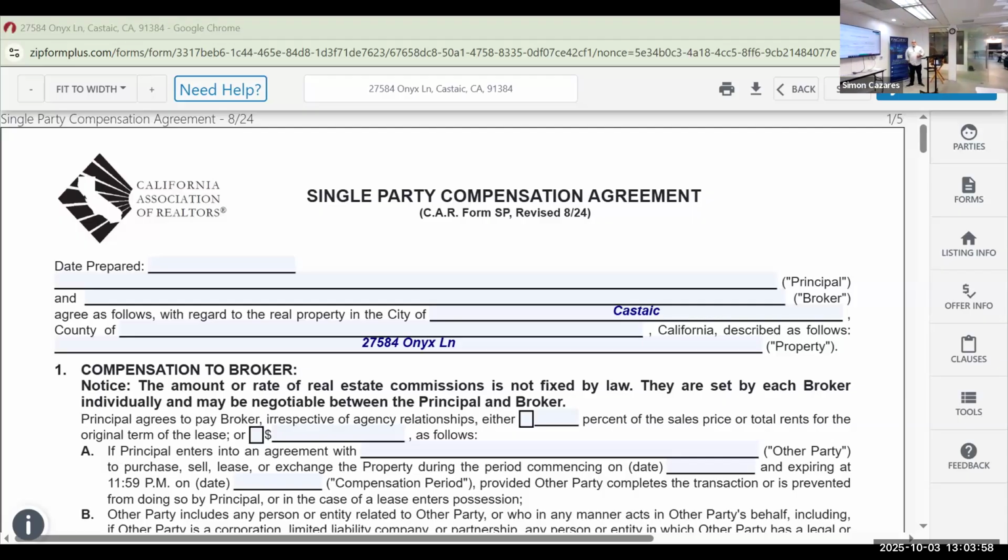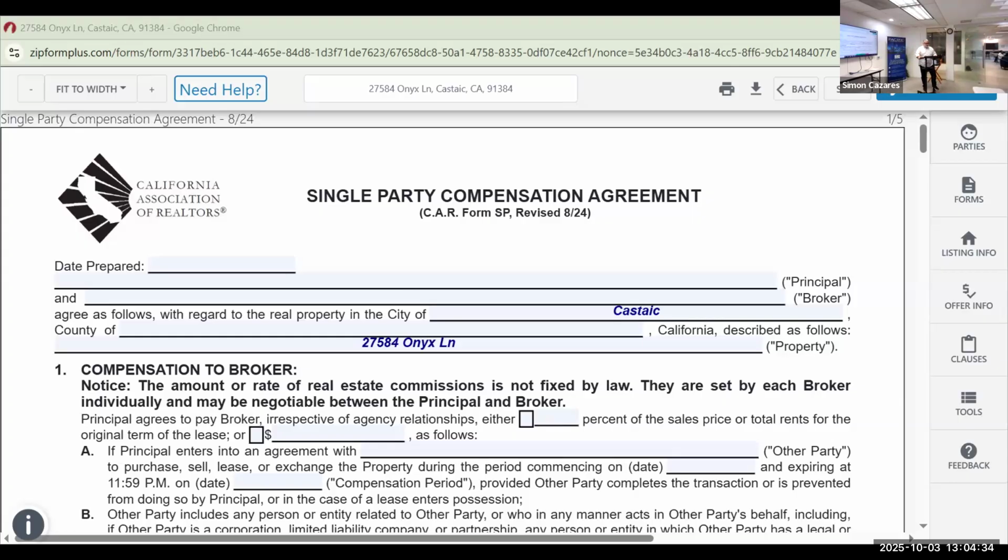So in these specific circumstances, this is the form that will allow you to navigate the transaction. It's a pretty self-explanatory form, but it goes into the ins and outs and how you can navigate and offer, open escrow and ultimately get paid a commission. So the purpose of this agreement ensures compensation to the broker when a transaction occurs with a specific buyer.